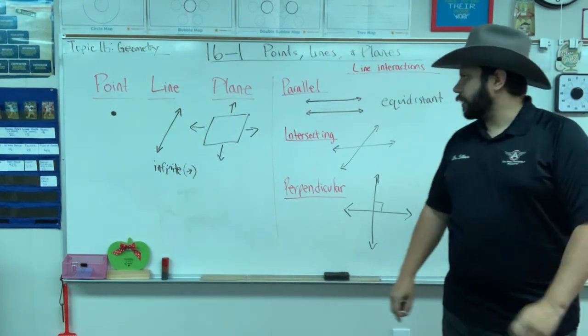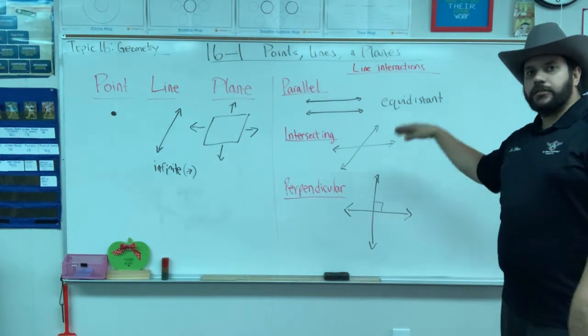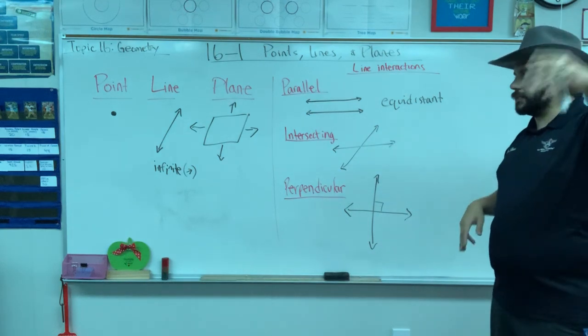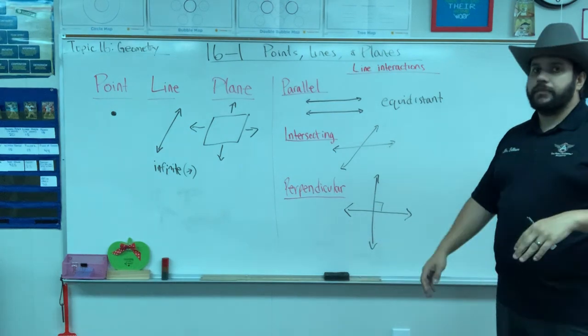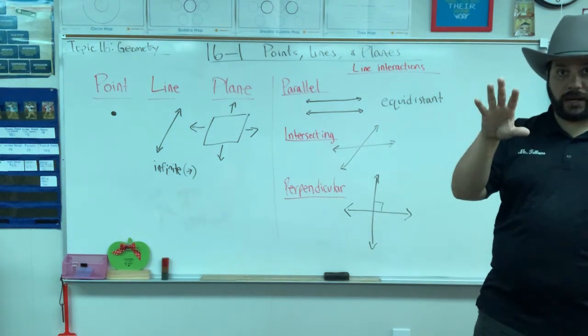So again, parallel: equidistant, never change, infinite. Intersecting: intersect once, go their happy ways. Perpendicular lines: they do intersect just the one time, but they do so at a perfect 90-degree angle, forming a square.